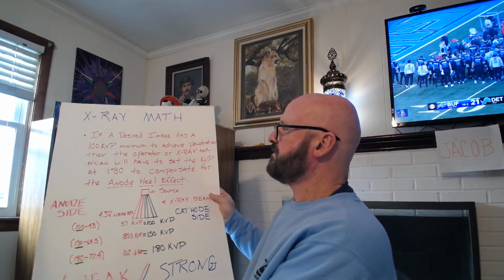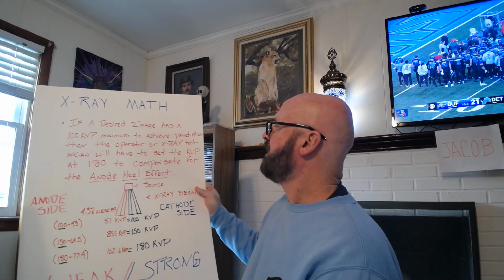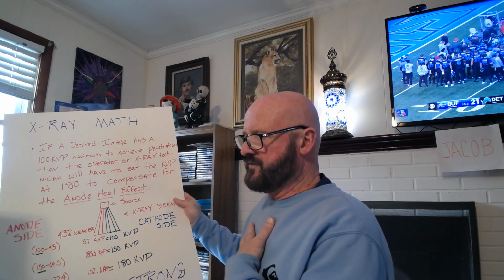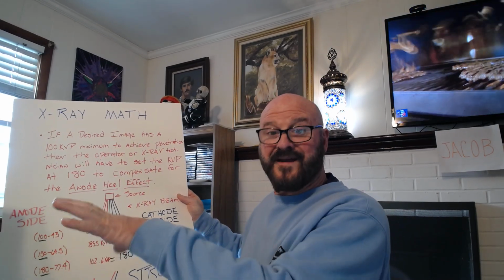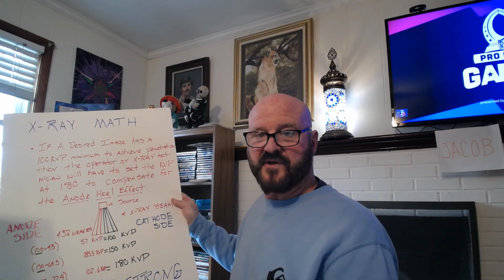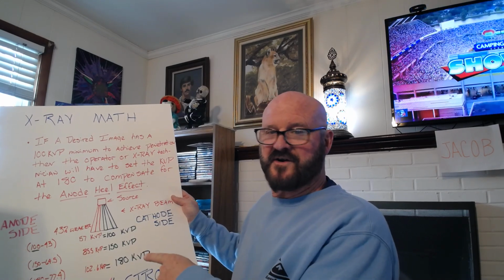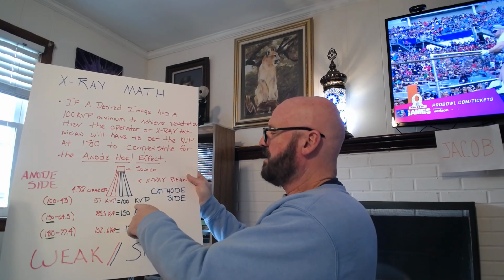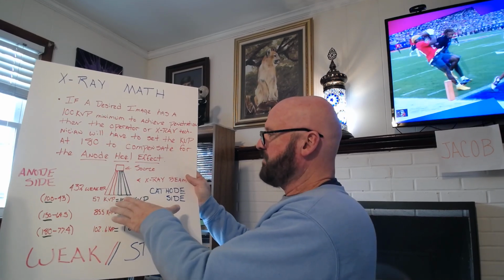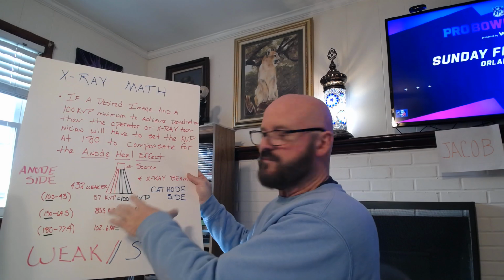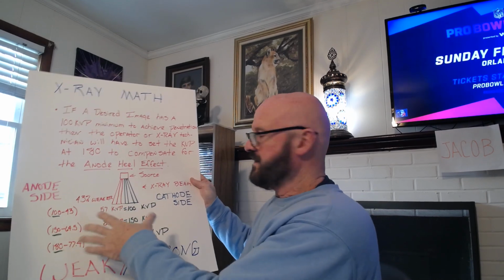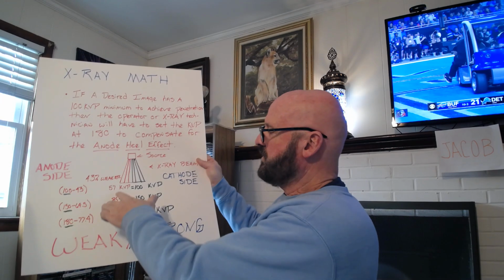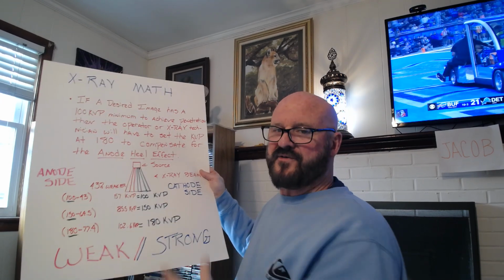Because if the anode side needs to compensate for the weak side, this is what you're looking at. If a desired image requires a minimum of 100 kVp, you can't set 100, because if you set 100 as the kVp, you would have that on the strong side, but you wouldn't have it on the weak side. At 43% weaker, you're looking at 57 on the cathode side.